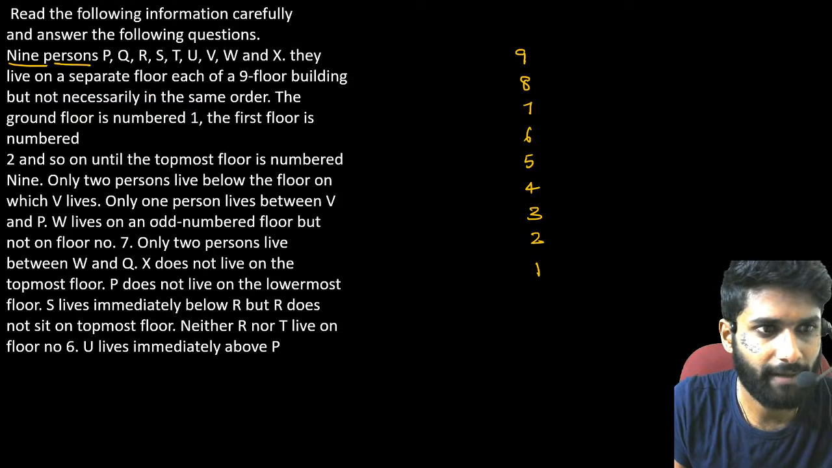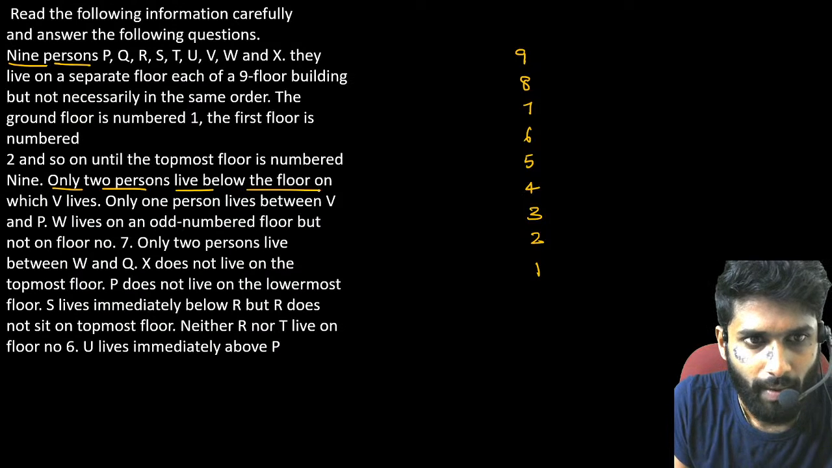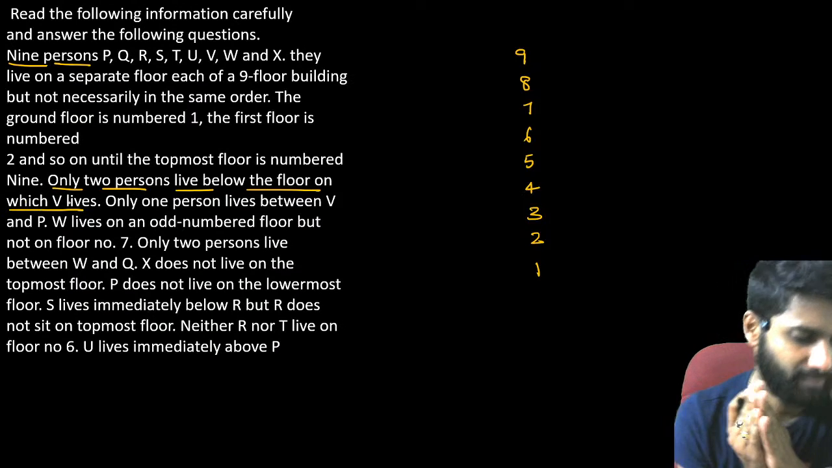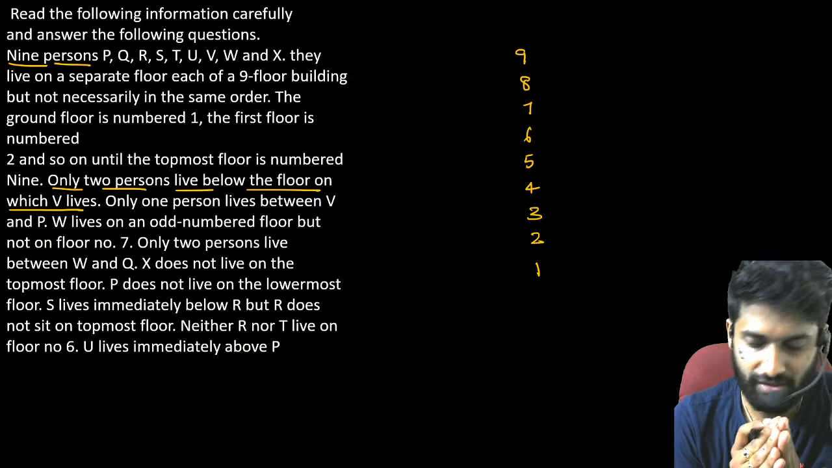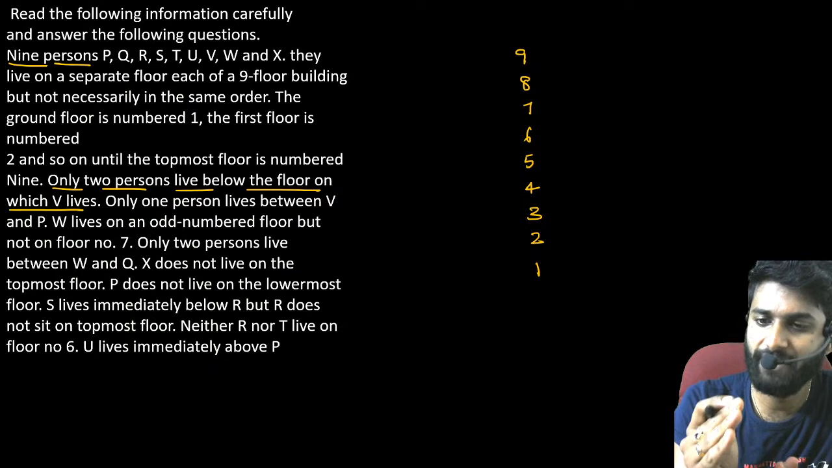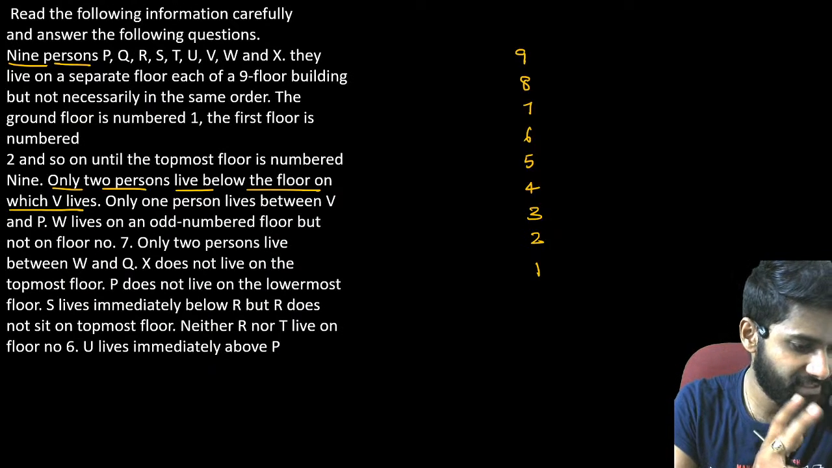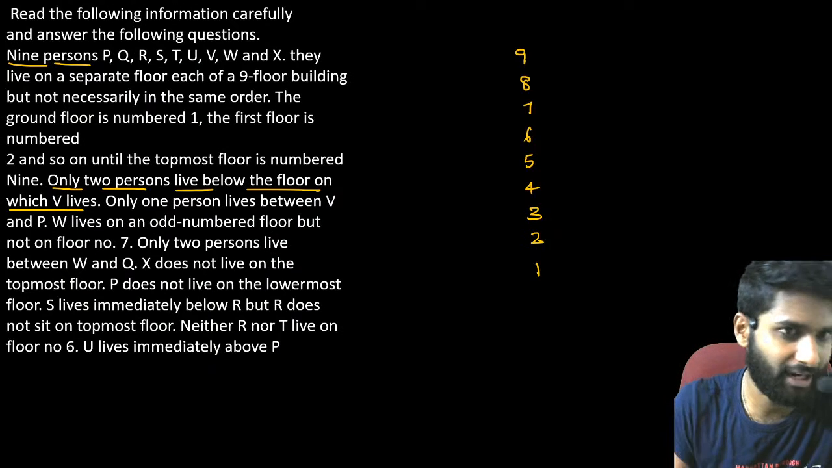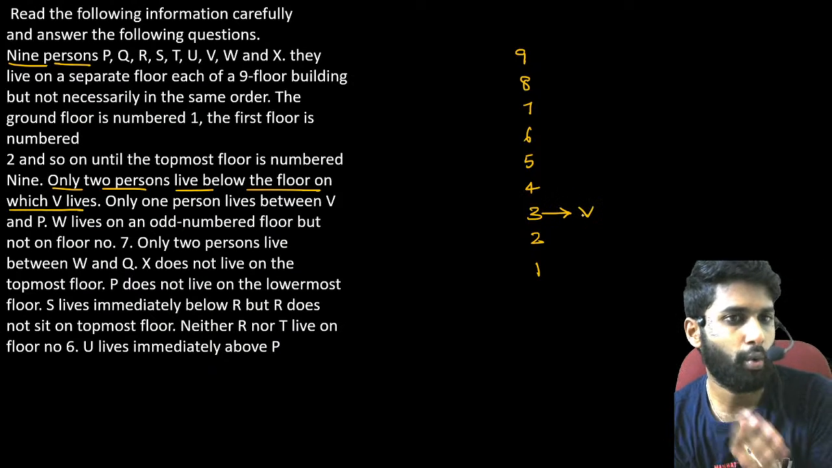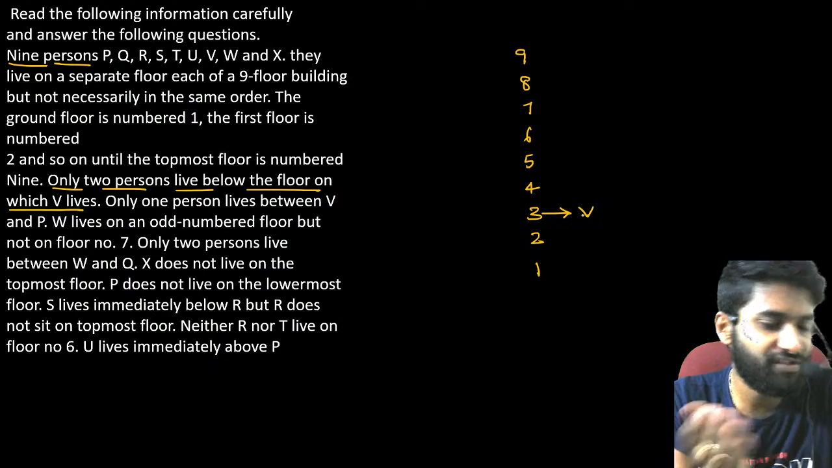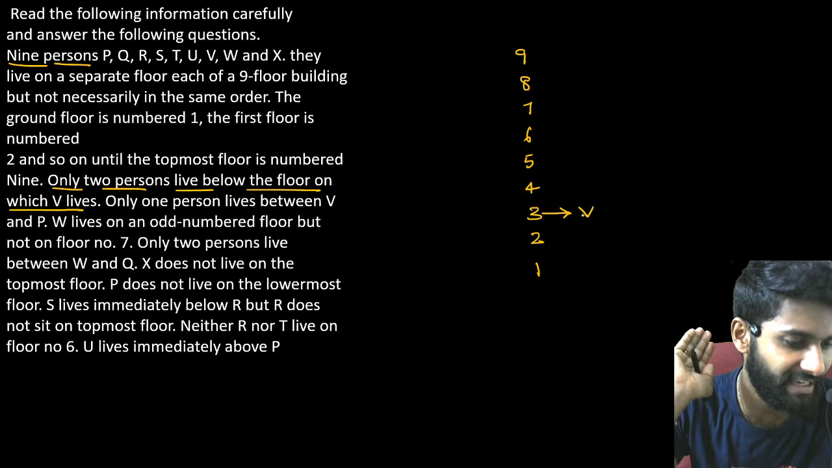Now see, these are the 9. Now there is information: only 2 persons live below the floor on which V lives. What is the meaning? So the statement says there is a person V on a particular floor. Below V, we have only 2 persons, not more than 2. So I can confirm that V lives exactly on the third floor. That is the meaning, guys. Below V there are only 2 persons. Now I can confirm that person V is on the third floor.